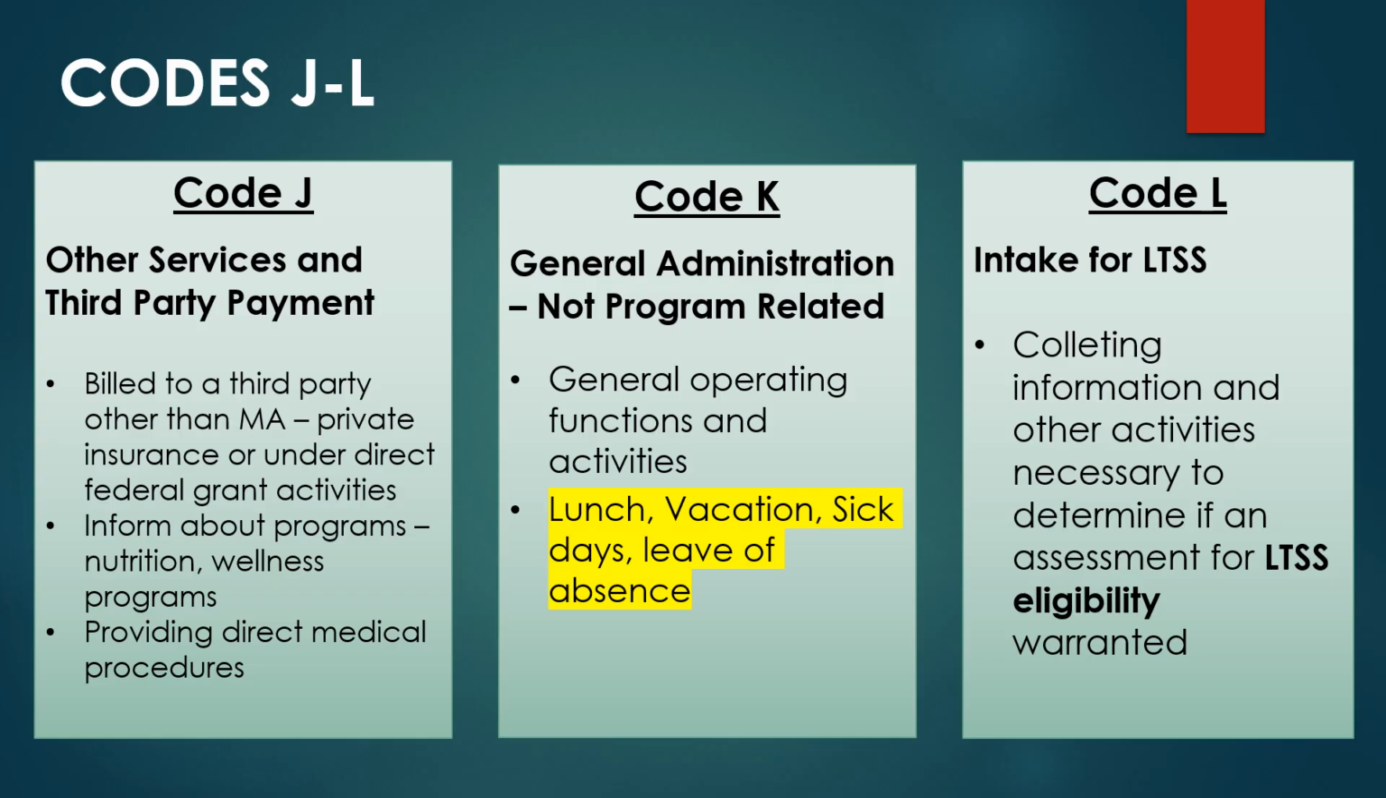Choose Code J when you are performing job-specific activities that are not included in other codes or that are billable to a third party other than MA. Some examples include obtaining a parental consent form for health-related concerns, assisting with the determination of SSI eligibility, administering prescribed medications, providing direct medical procedures, and examining for head lice.